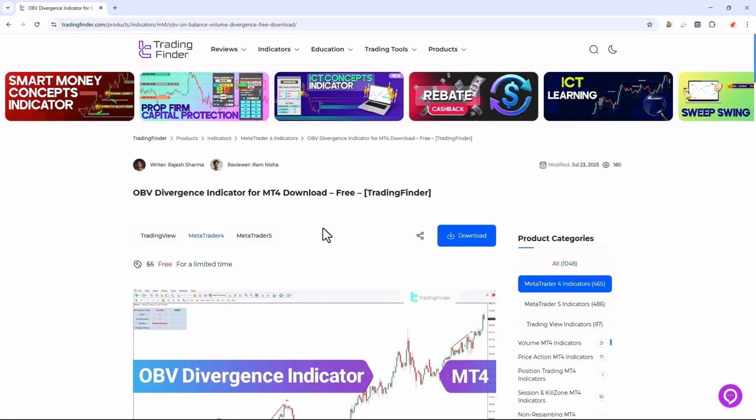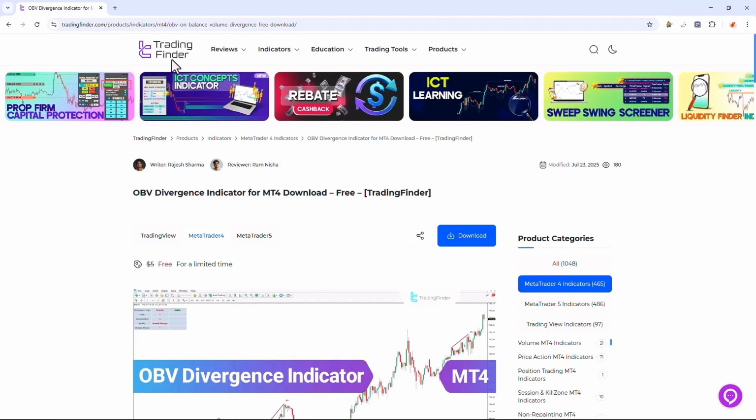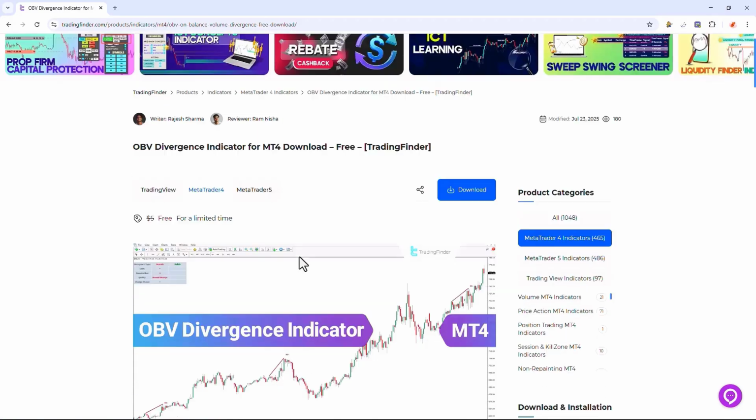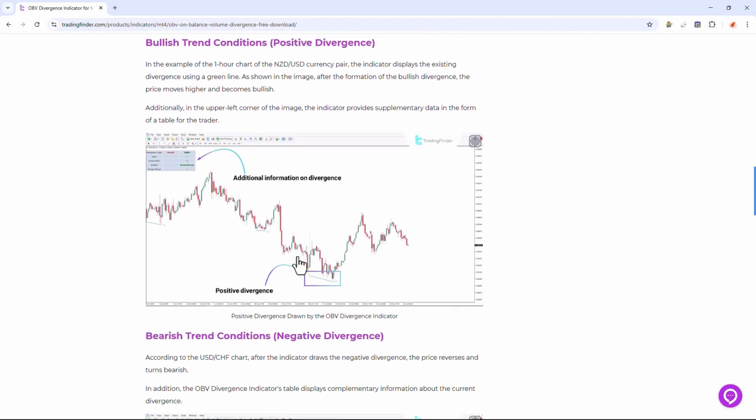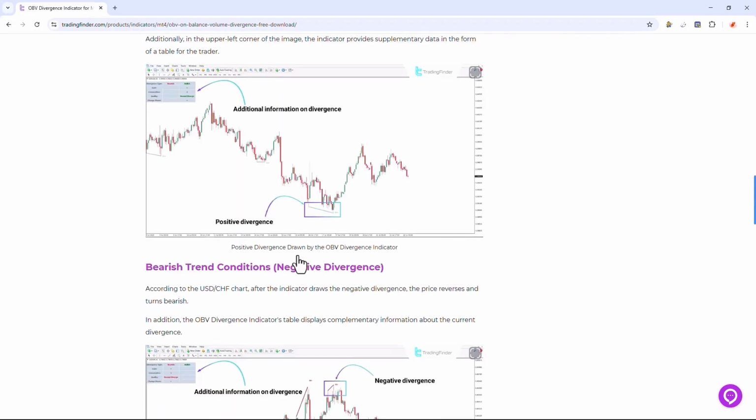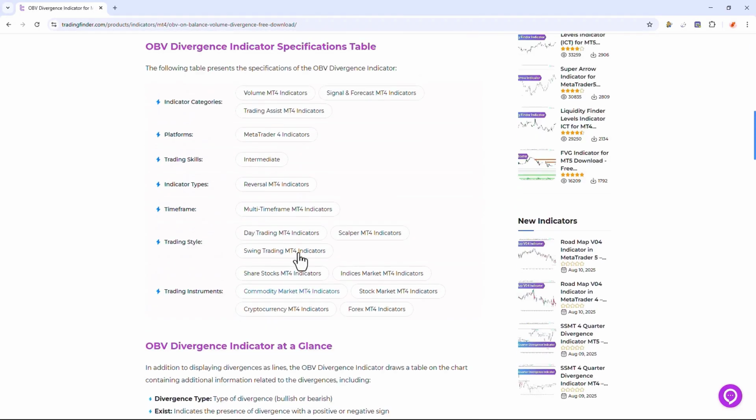The OBV Divergence indicator is available for various platforms on the TradingFinder website. From this section, you can download the indicator file for MetaTrader 4 and MetaTrader 5 platforms and run it on your chart. Additionally, traders can read this page to learn about how the indicator works and its functionality.